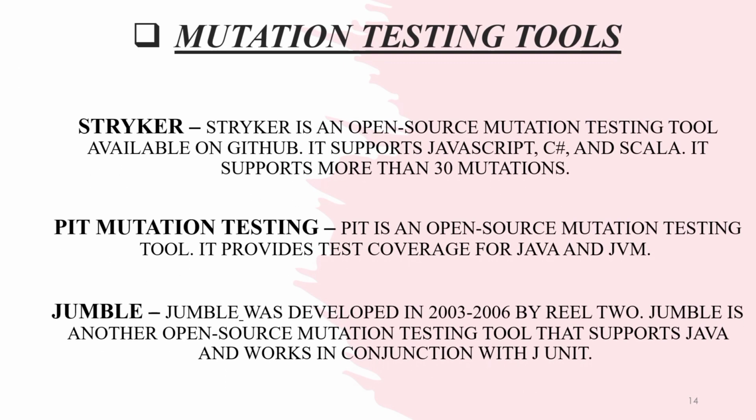Mutation testing tools. Stryker. Stryker is an open source mutation testing tool which is available on GitHub. It supports JavaScript and C++. It also supports more than 30 mutations. PIT mutation testing. PIT is an open source mutation testing tool. It provides test coverage for Java and JVM. Jumble was developed between 2003 and 2006 by Reel Two. Jumble is another open source mutation testing tool that supports Java and works in conjunction with JUnit.